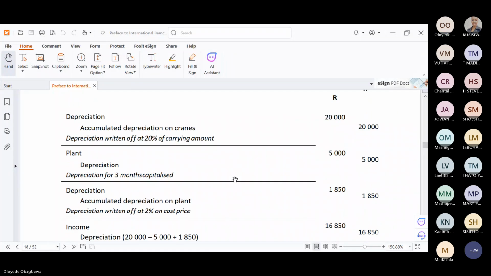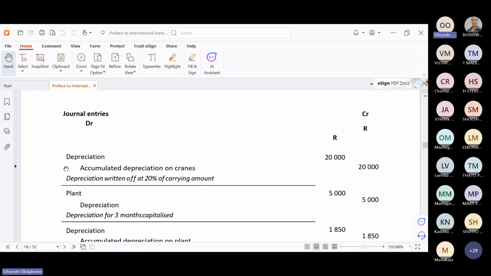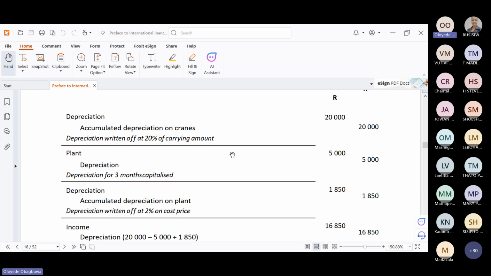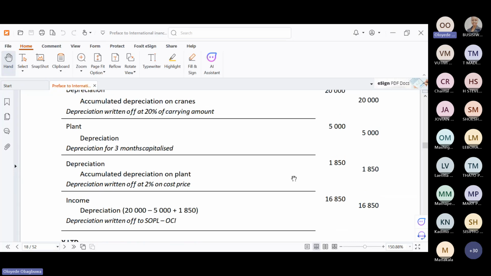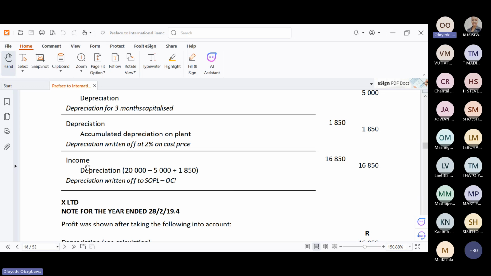Okay. Then these are the journal entries. Depreciation 20,000, accumulated depreciation. These are normal. This is the plant. You debit the plant because you are adding the depreciation, and you credit depreciation for the 3 months. This is the current depreciation: you debit depreciation, credit accumulated depreciation. Then this is your income. The entire depreciation you have to debit to income. Depreciation is an expense, so you debit it into your income statement.